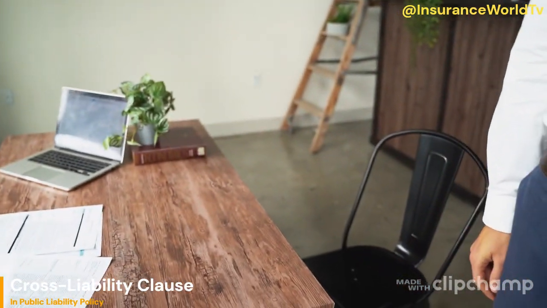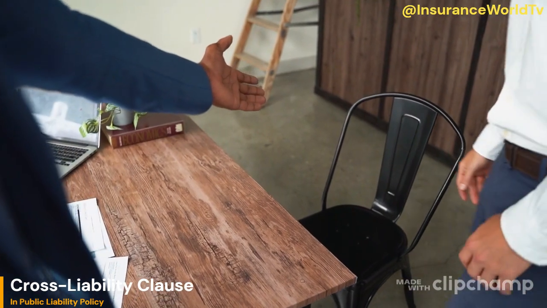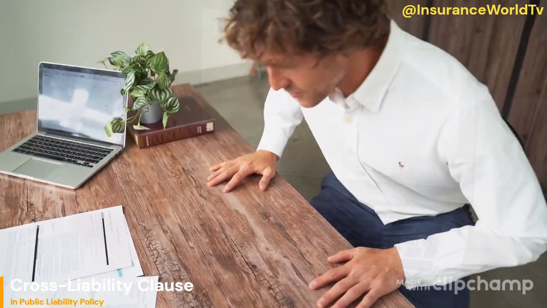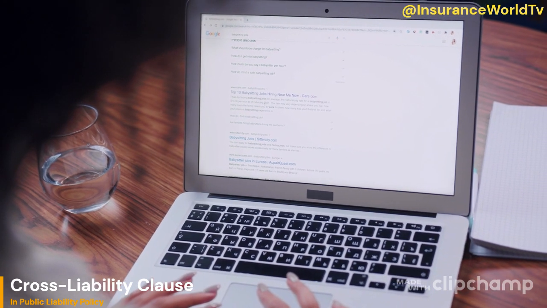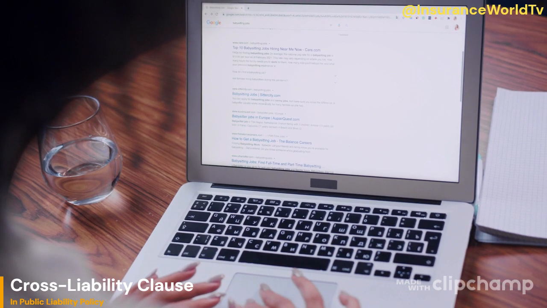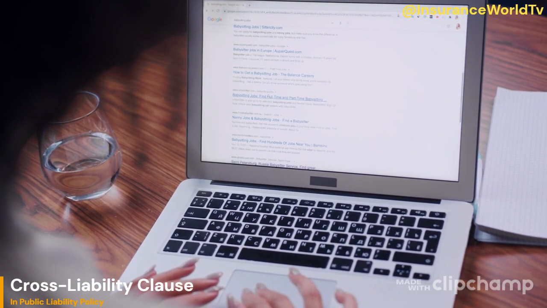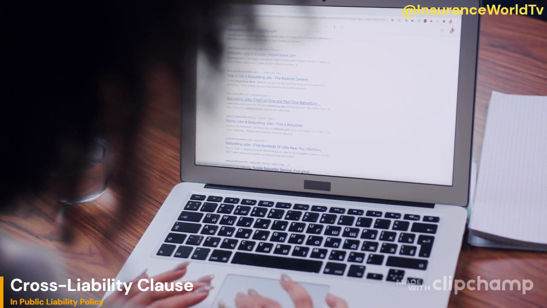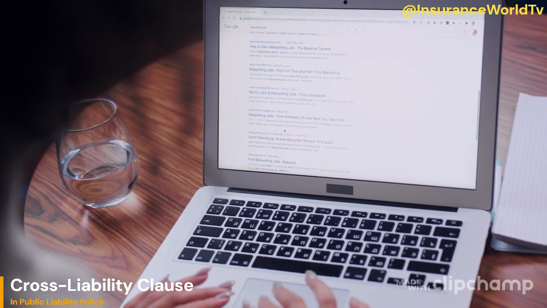Conclusions. In conclusion, the cross-liability clause is a crucial provision in a public liability insurance policy. It ensures that each insured party is treated as a separate entity with independent coverage, regardless of the actions or negligence of other insured parties. This clause offers several benefits, including protection for insured parties.